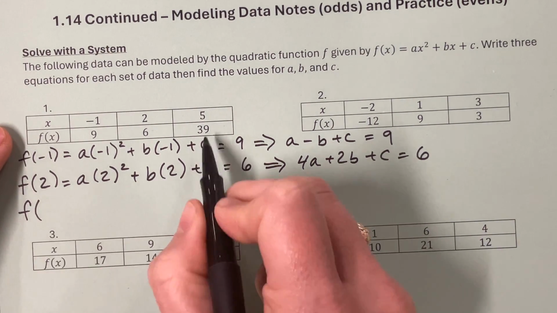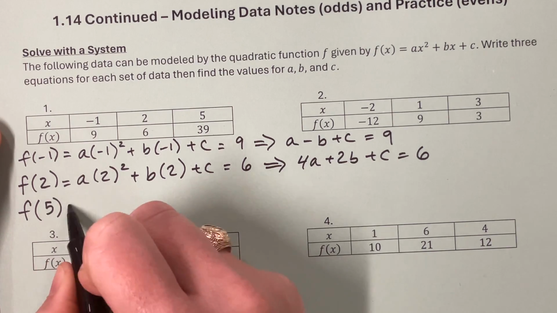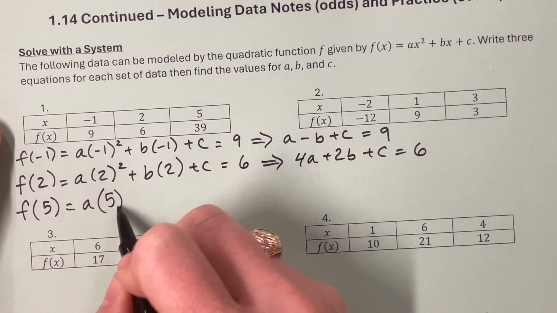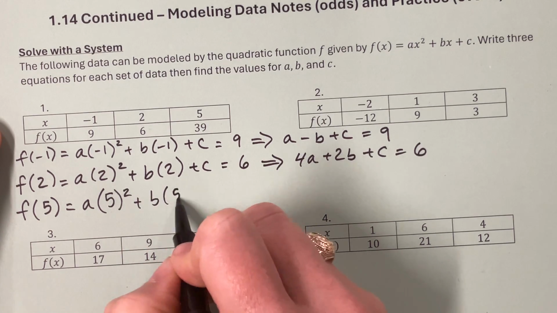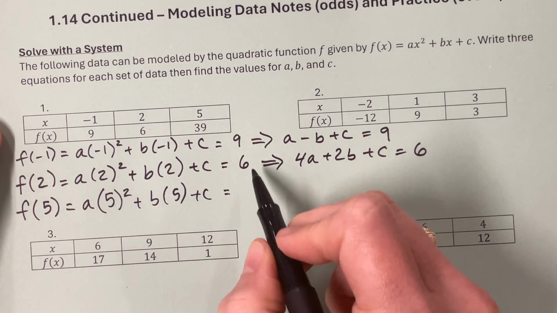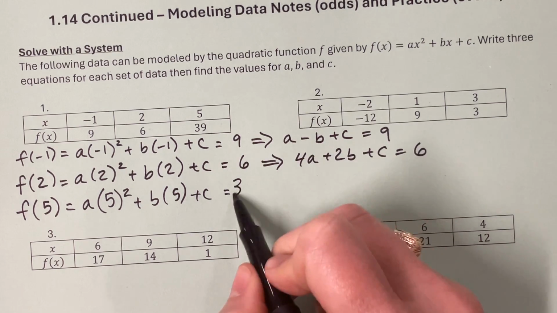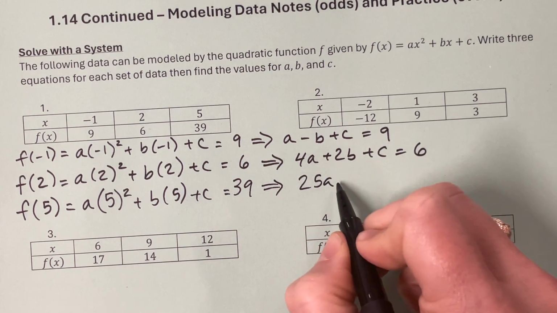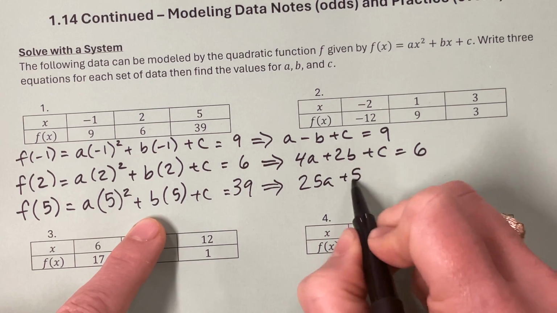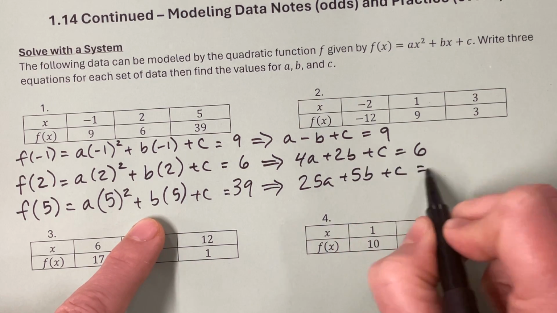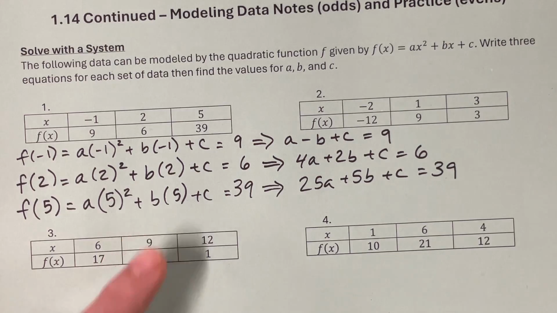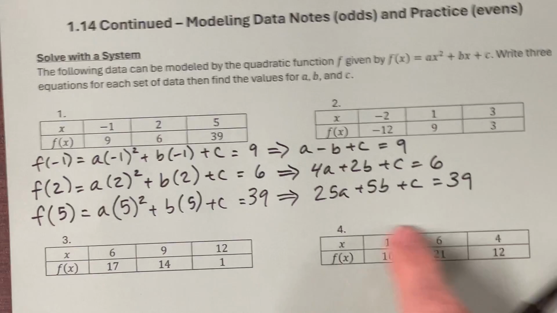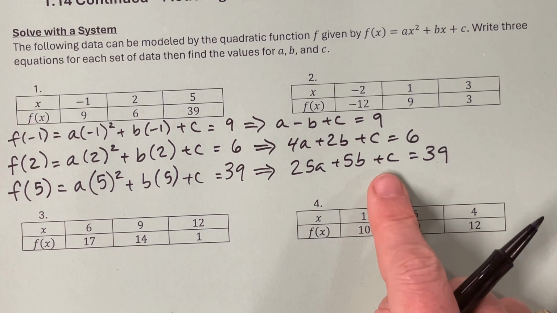Then I can do my third equation, which is f of 5. So a times 5 squared plus b times 5 plus c is equal to, what's my output value? 39. That implies 25a plus 5b plus c is equal to 39. And so I have a system, I have 3 variables and 3 equations. I have options on how to solve this.